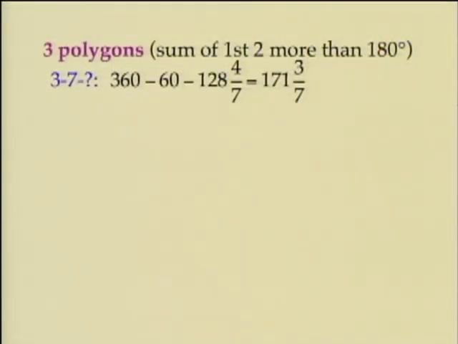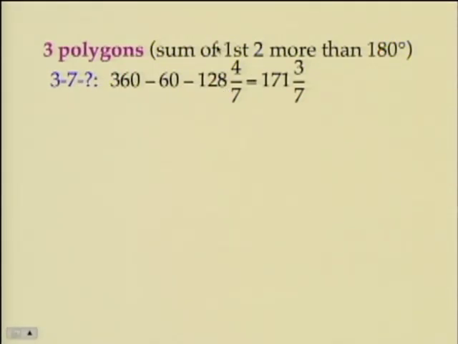So let's start with 3 polygons. Let's do it systematically and show you how you would go about this. I would start with 3 and then 7. Now, why not 3 and 3? Well, the first 2 have to add up to more than 180, right? The third one has to be less than 180. So the smallest number of sides I could use would be 7.